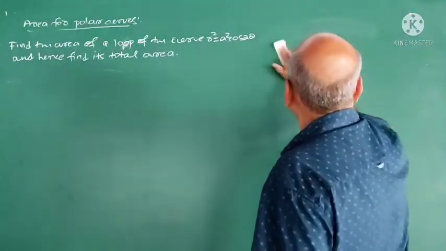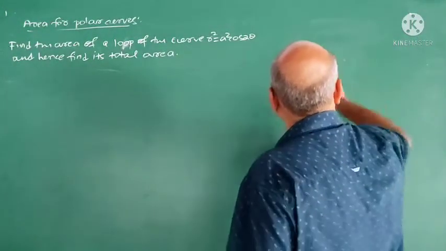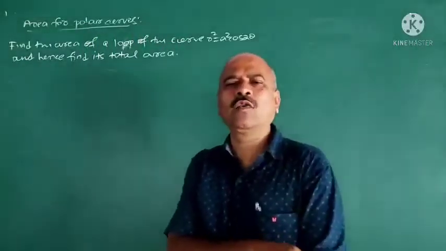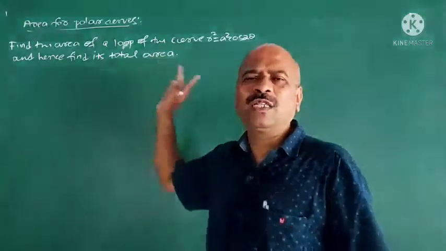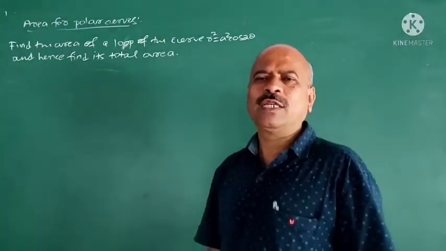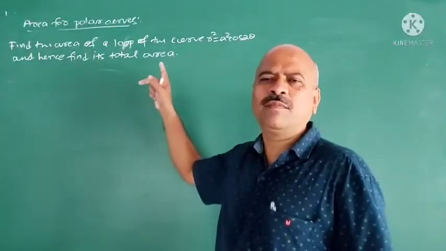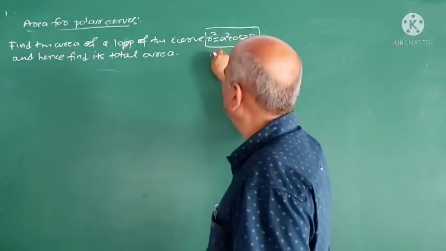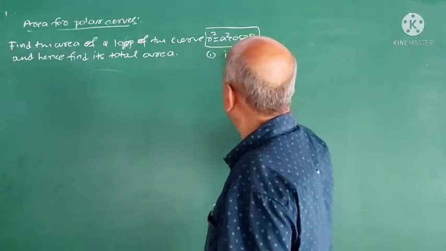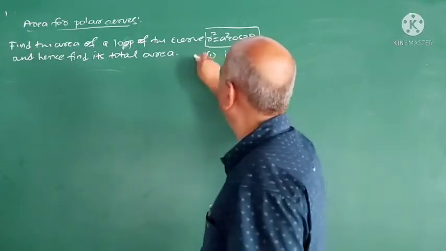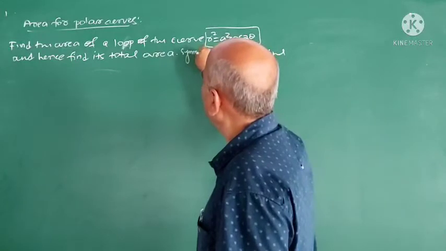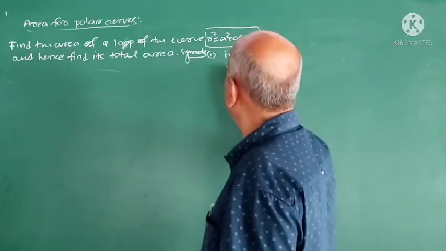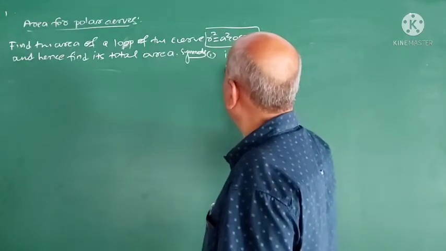The curve is called the lemniscate of Bernoulli, and I have traced this curve also. In curve tracing I have explained what the shape of the curve is. It consists of two loops here, and r square is a square cos 2 theta. Therefore it is symmetric about the initial line. It is symmetric about theta is equal to pi by 2 also.